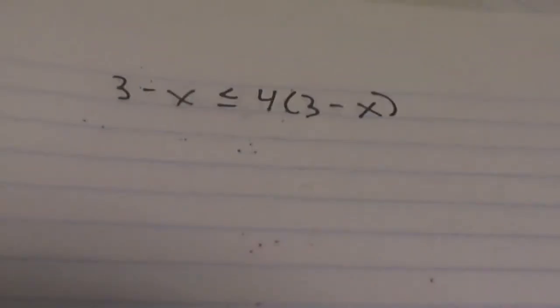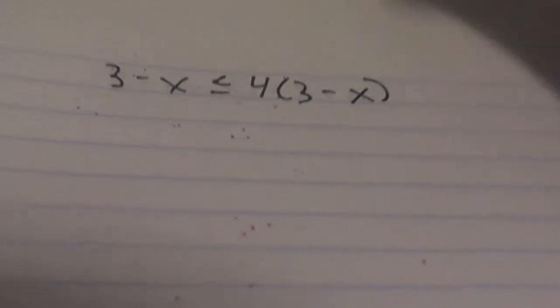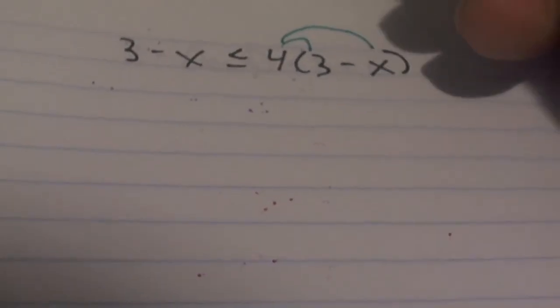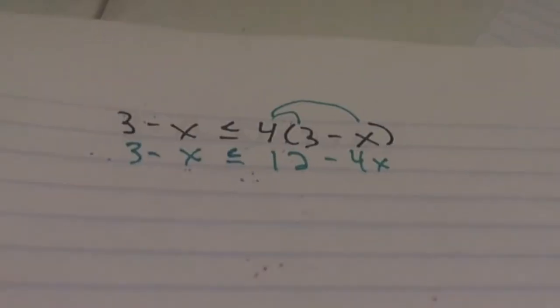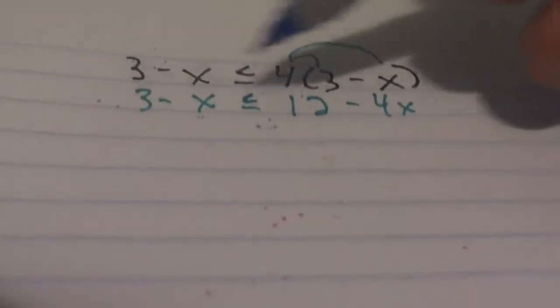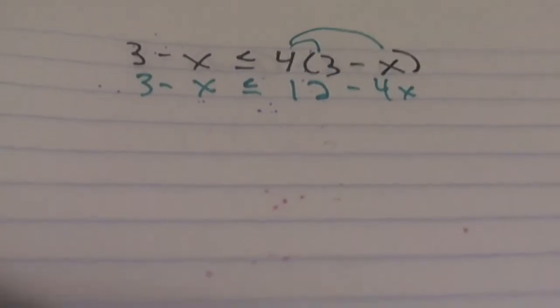Alright. Number 3. 3 minus x is less than or equal to 4 times 3 minus x. So first thing is we have to distribute. 4 times 3 is 12, minus 4x. A couple of y'all, I want to say like 5, forgot to distribute the 4 completely. We got to do it right. Alright, so we have 3 minus x is less than or equal to 12 minus 4x.